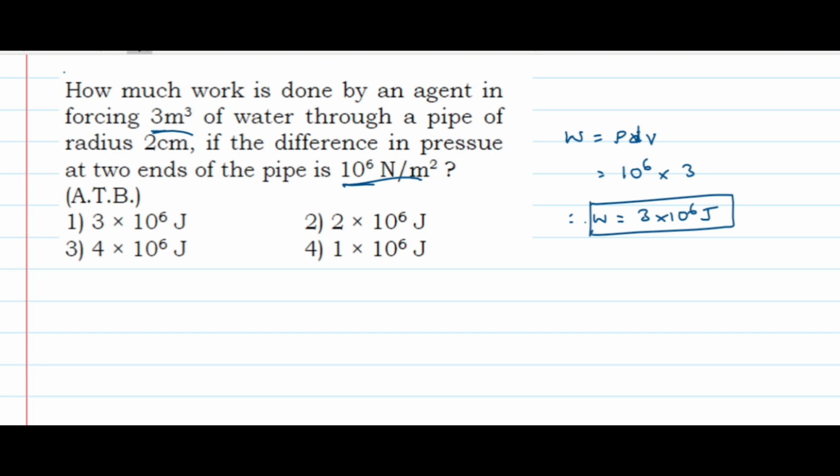So if the fluid is flowing, consider the work done by an external agent in forcing 3 meter cube of water. Work done generally is force into displacement. Force is pressure into area. So the external agent applies the force: pressure into area into some length. The length is the distance covered by the fluid, which is A into dx. Area into length gives the volume.